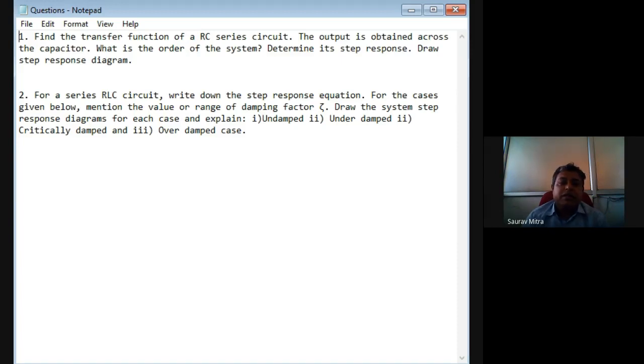Inductor and capacitor store energy. So if there is only one inductor in the circuit, it's a first order circuit. The resistor does not store energy, so it does not add to the order of the system. So in the second question you can find, those who have just joined, you can take the screenshot or you can write down in short. All these questions I will be posting in your Google Classroom and notes as well.